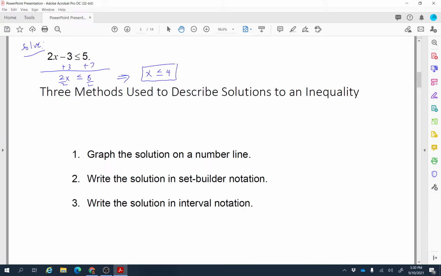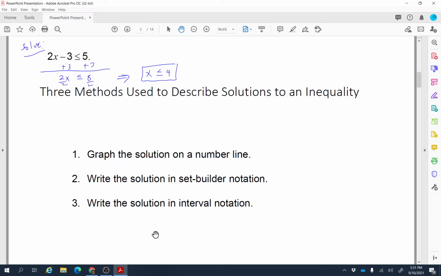So the solution for this inequality is all those numbers x which might be equal to 4 or less than 4. So it should be anything less than 4, and it might be 4. To express this answer, there are three different methods used to describe the solution to an inequality. The first one is called the graphing method. We can graph this solution. The second one is called set builder notation. And the third one is called interval notation.